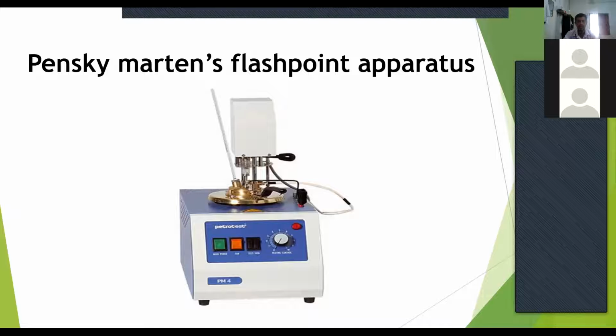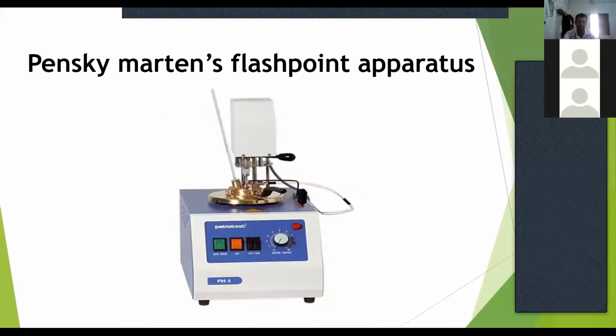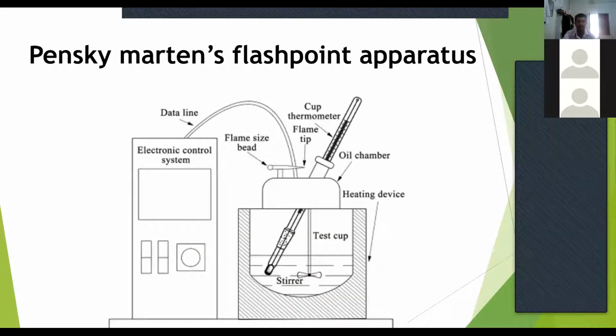Now we'll look into how we will operate it, and what the parts and application of this apparatus are, right? This is a diagram of the Pensky-Martens flash point apparatus. Here you can see it is different from the previous one. These are the apparatus which we are going to use, right? I have this diagram because only then can I explain to you.